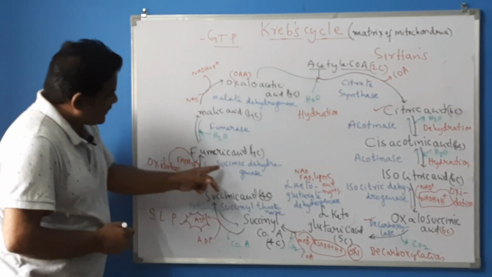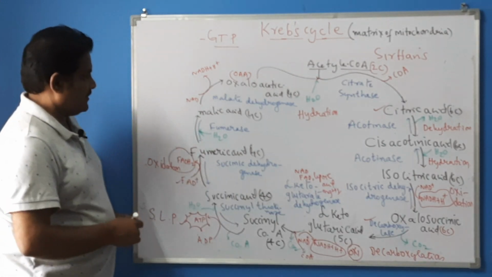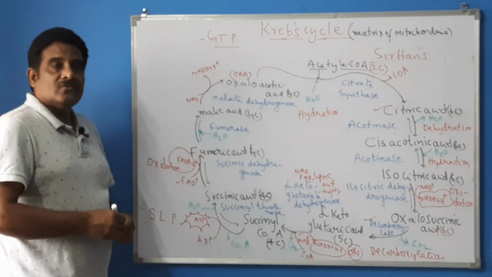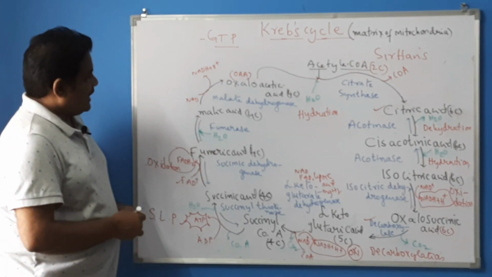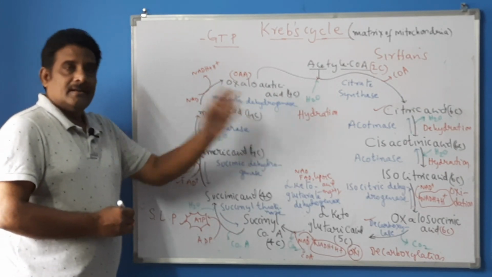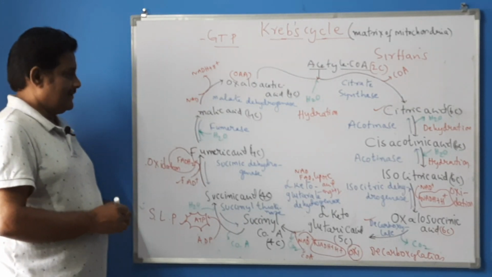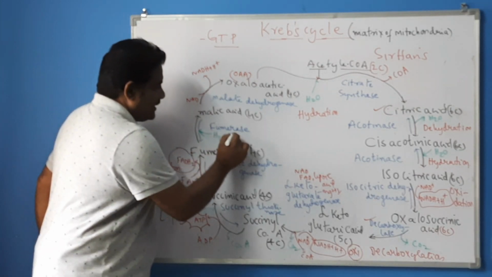Then under the influence of the enzyme succinic dehydrogenase, fumaric acid, a 4-carbon compound, is converted into malic acid. The malic acid, or malate, is also a 4-carbon compound. Here a water molecule is added, so it is a hydration process.